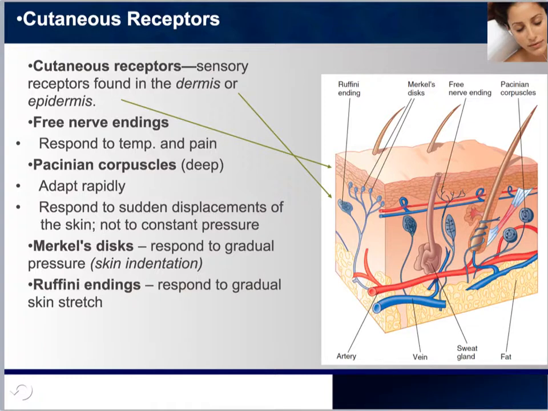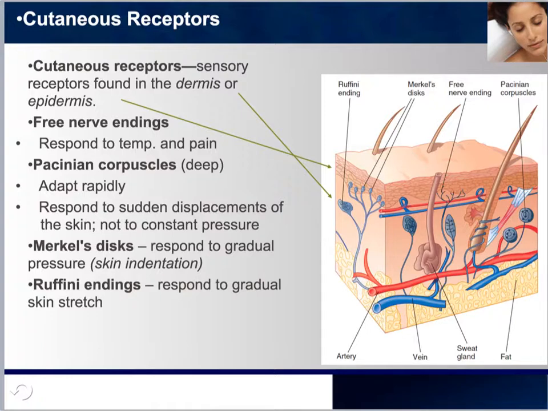The Pacinian corpuscles, these are buried a little deeper in, and they actually have a circular form. You can see them on the right side of the screen. These particular receptors are known for their quick adaptation, but they're also known for responding to sudden displacement of the skin. But because they adapt quickly, they would not constantly trigger a response, because they don't do so with constant pressure.